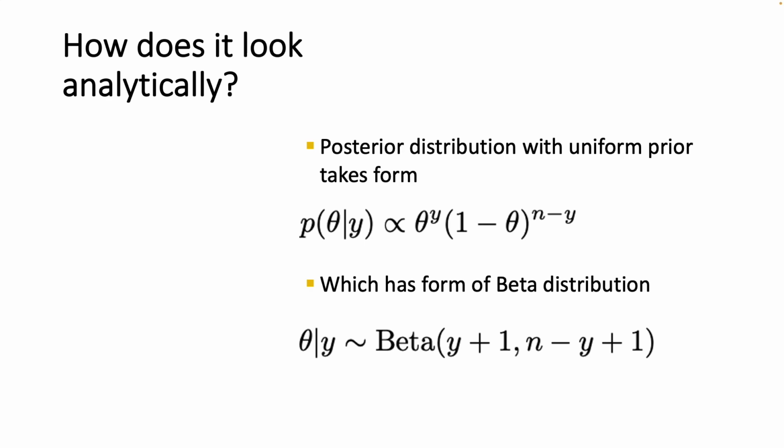This function, depending on how we look at it, is either a binomial distribution or a beta distribution. Binomial distribution is considered knowing theta, what will be the values of y. Beta distribution is knowing y, what is the value of theta.